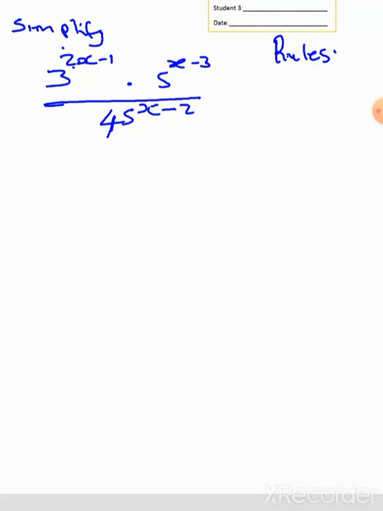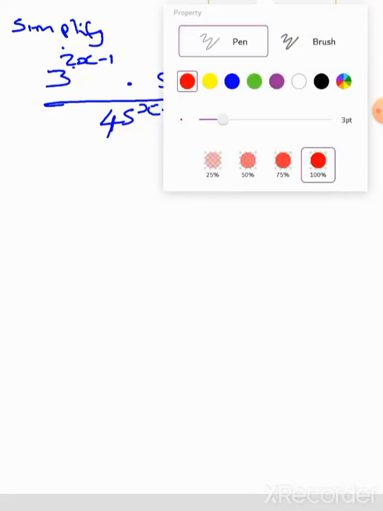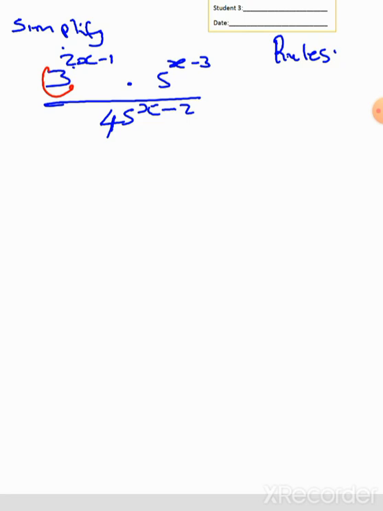Since the base is not the same, we've got a 3 here, and we've got a 5 here, and we've got 45 here. So we have to try to make them the same. For example, we know that we can't make 3 the same as 5, so that we can't do. But the 45 here, we can write it in terms of 3 and 5. And then from there we'll do the things. So that's what we'll do.